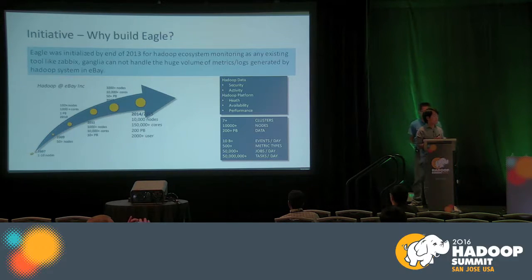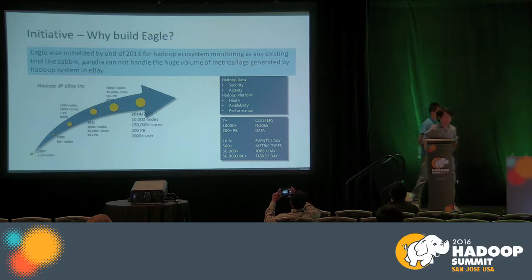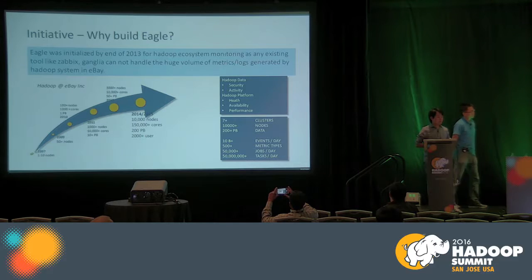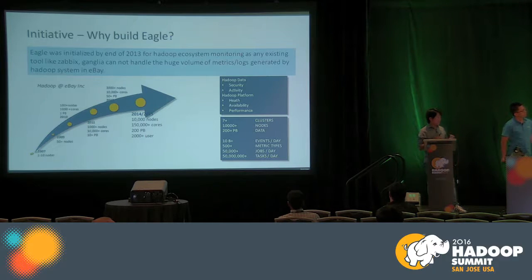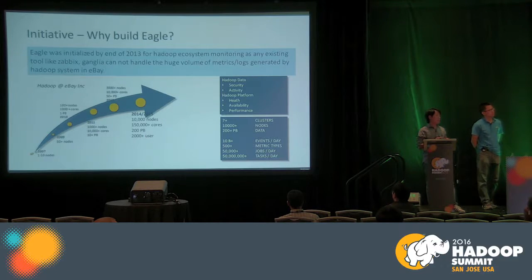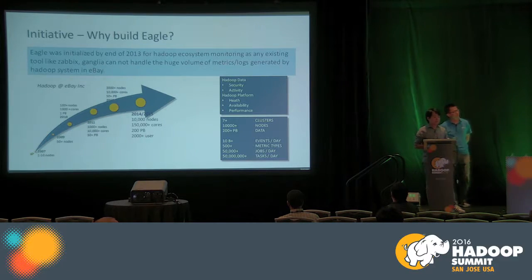For example, firstly, as to the data, eBay is an e-commerce company. The data is very critical. So any data put into HDFS should be highly secured, and we also have to monitor every user activity on the data. And also the platform: we have thousands of jobs running on the platform daily. Hadoop's health, availability and performance affect a lot our output, our data products, and also impact the business.